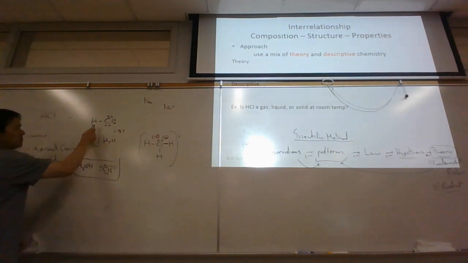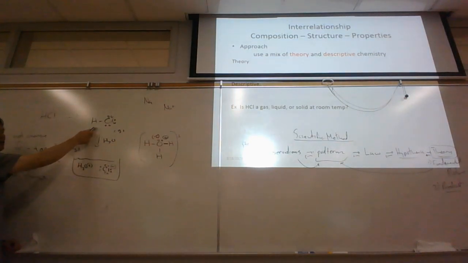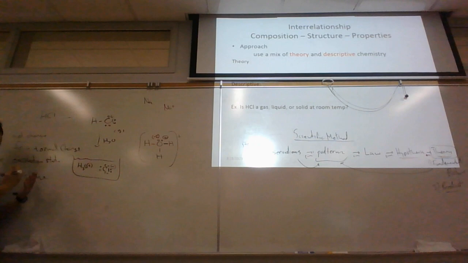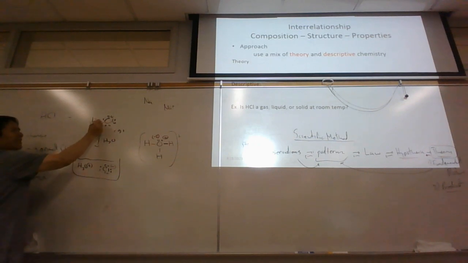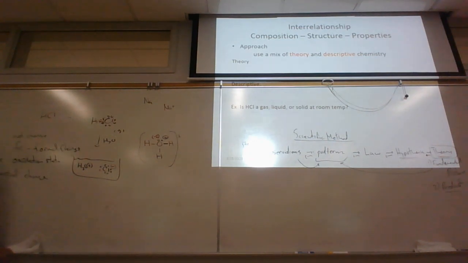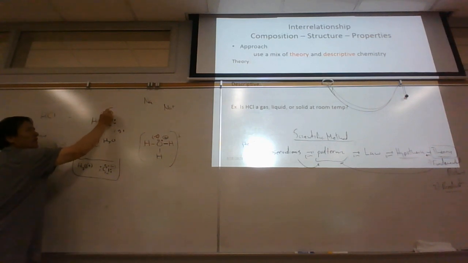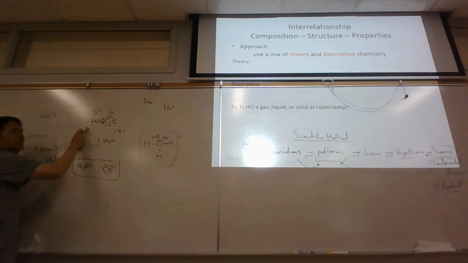And so when we look at this bond, it's not 100% covalent, correct? Because chlorine's more electronegative, it's going to pull more of the electron cloud towards it, and less electron cloud towards hydrogen. But it's not 100% ionic. It's somewhere in between, and that's what we call partial. So chlorine we label partially negative, hydrogen we label partially positive. And so we have the delta plus and the delta minus.